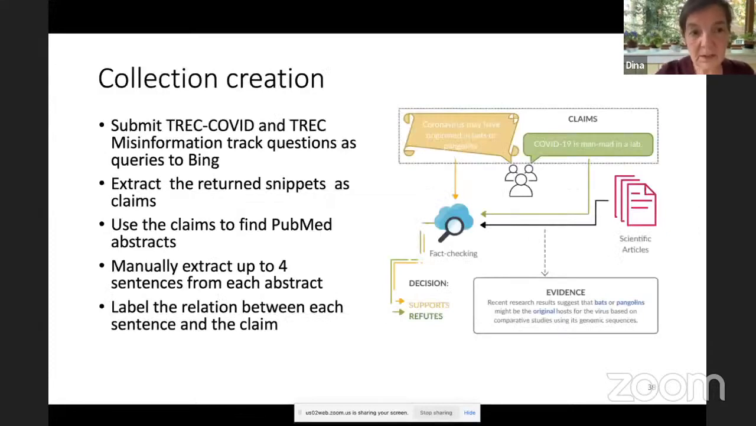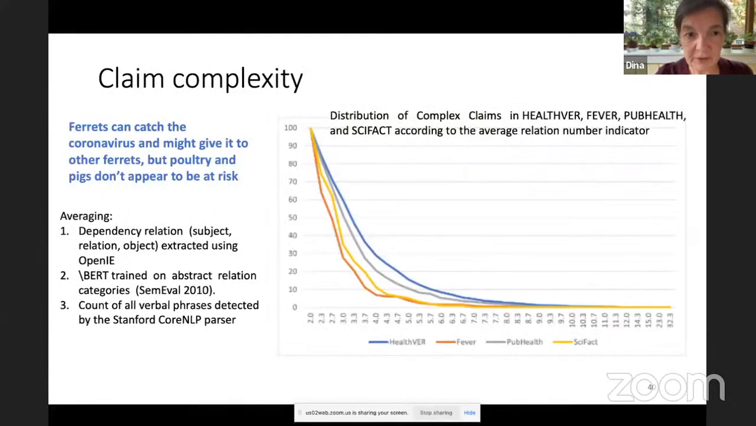We used the TREC COVID and TREC misinformation questions, submitted these as queries to Bing, then extracted the claims and extracted the abstracts from PubMed, and then in the abstracts we annotated sentences as supporting or refuting the claim that we created. So these are real-life claims, and this is the support that comes from the scientific literature.